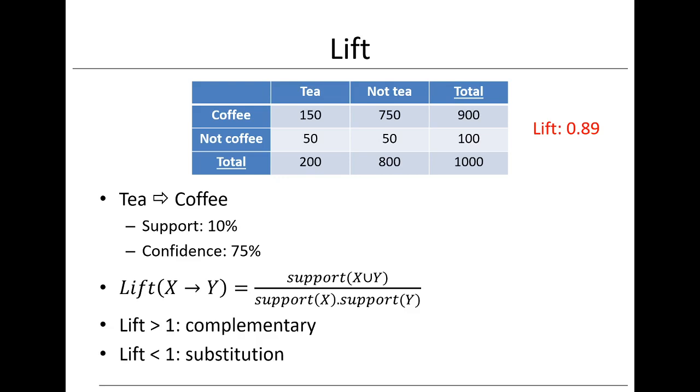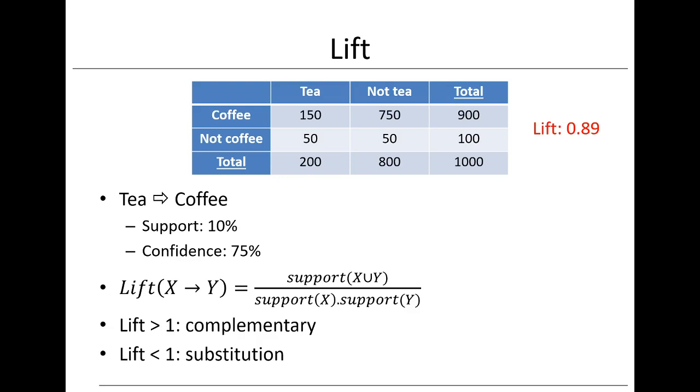At first sight, this association rule seems very appealing given its high confidence. However, closer inspection reveals that the prior probability of buying coffee equals 900 divided by 1000 or 90%. Hence, a customer who buys tea is less likely to buy coffee than a customer about whom we have no information.